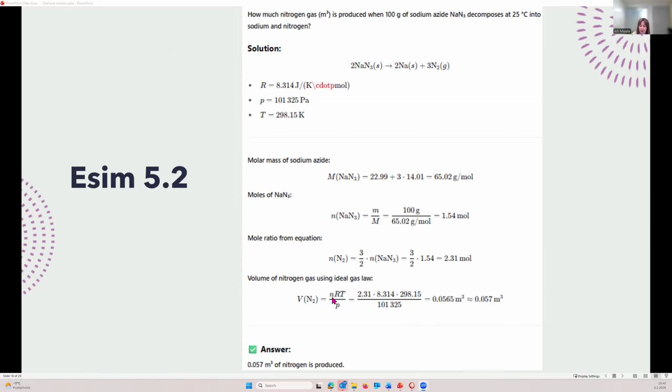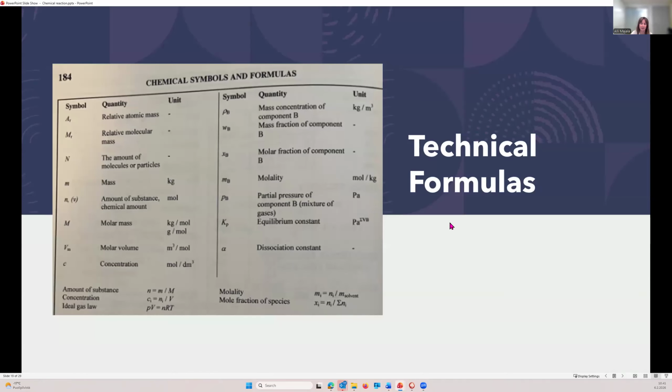So there's the amount of substance, R, the temperature you need to also know in this, and then the atmospheric pressure. Those are the examples of the book.